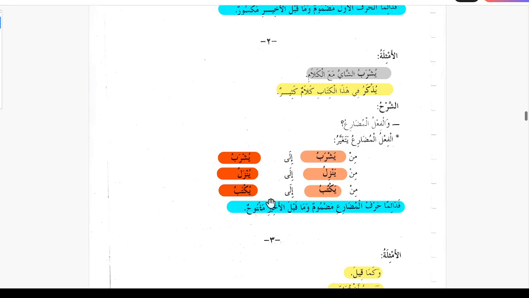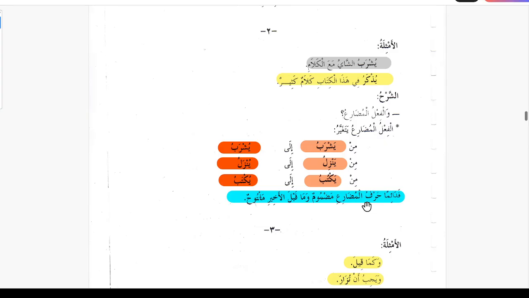So this is the rule about the past and present. Always the harf al-mudare, the first letter that is in addition to the three root letters, is mazmum, it has a dhamma, like in this. And the second last is maftuh, it is going to have fatah. So this is the rule about the present verb in the passive.